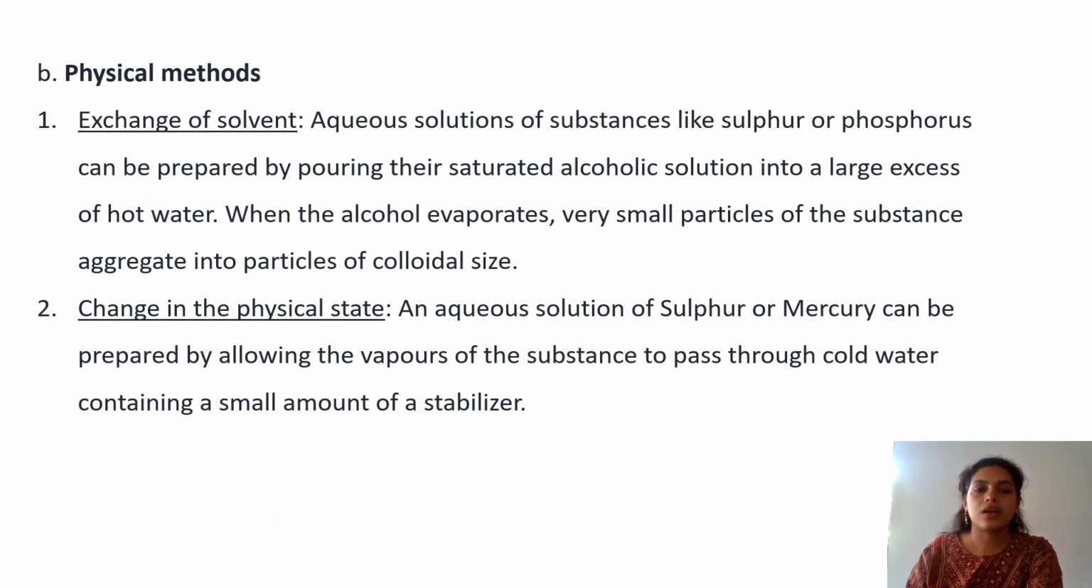And now physical methods. The first one is simple. When we say physical method, the first thing we can think of is solvent exchange. We mainly use this method to make sulfur and phosphorus sols in water. Normally they are dissolved in alcohol. They are soluble in alcohol, but insoluble in water. So first you prepare a saturated alcoholic solution of sulfur or phosphorus, and pour this into a large excess of hot water, and after that the alcohol gets evaporated.